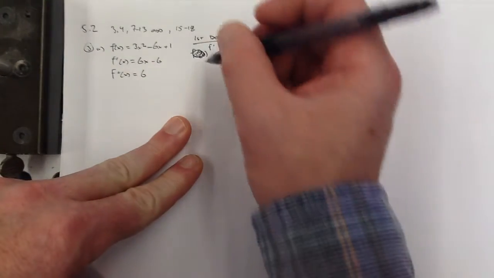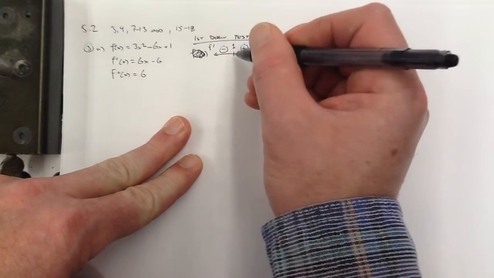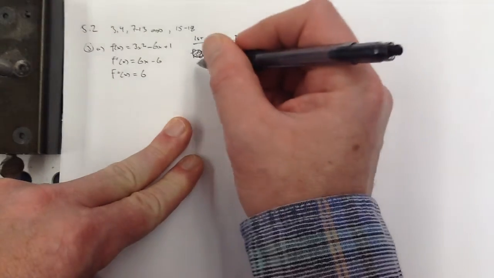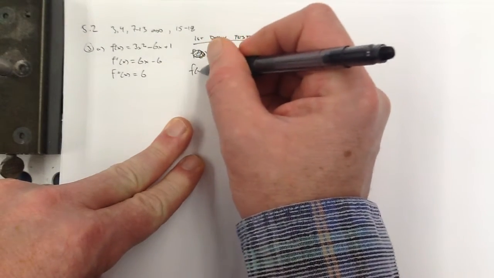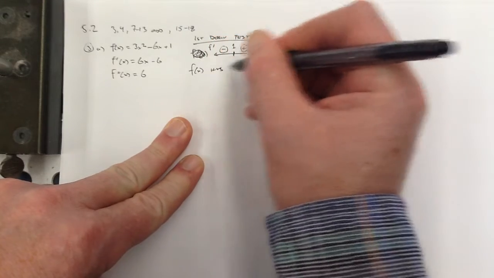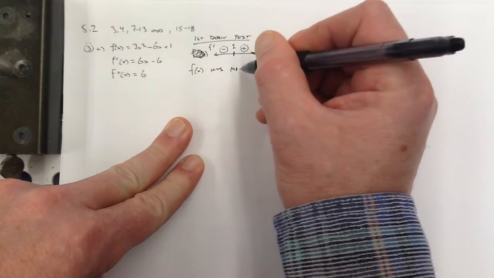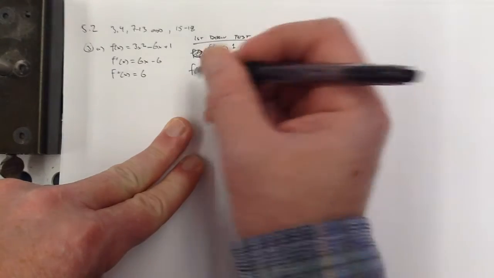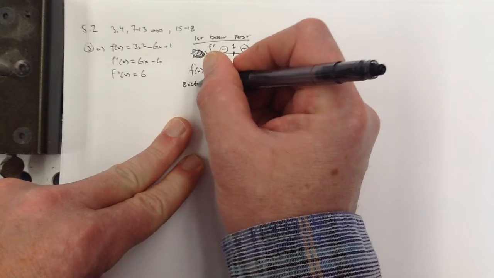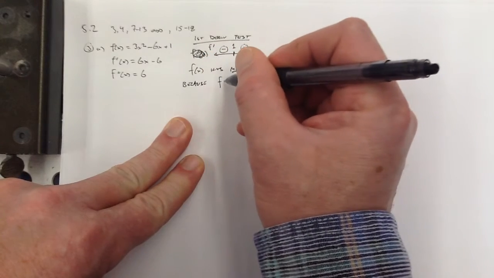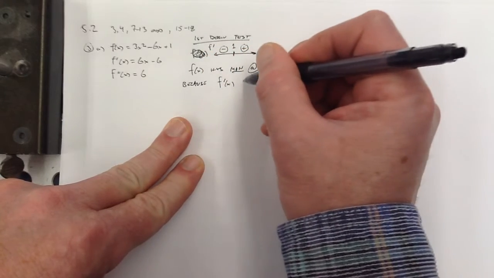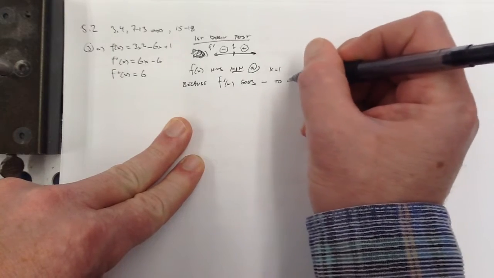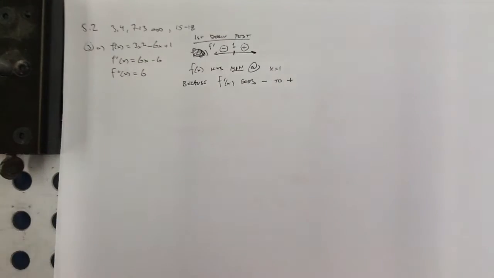So the first derivative test, we know that there's a minimum here because, so you'd say f of x has a minimum at x equals 1 because f prime of x goes negative to positive. That's what the first derivative test is.